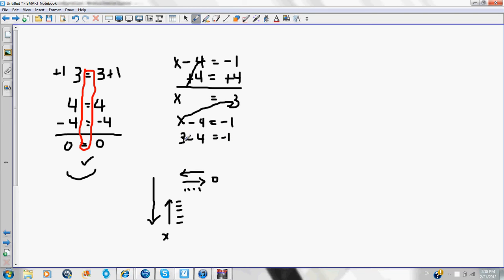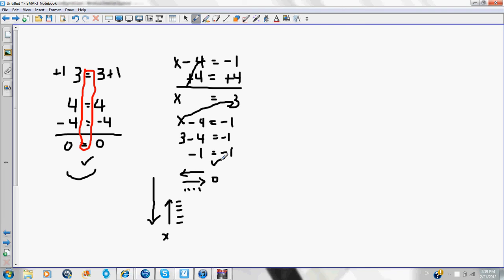Now we've got 3 positive, 4 negative, so we have different signs, and we get the difference between the two numbers. The difference between 4 and 3 is 1, and we keep the sign of the larger number. The larger number is the 4, and the sign in front of it is a negative. So now our statement says negative 1 is equal to negative 1, which is a true statement. That means that we've gotten the correct answer to our exercise.